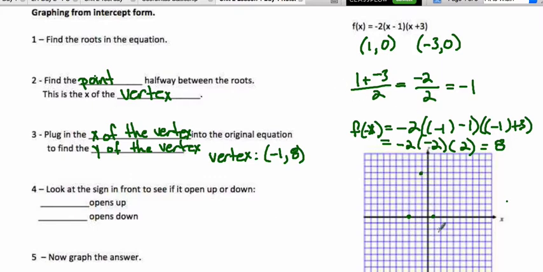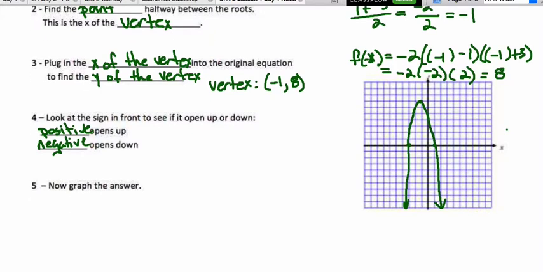Okay, I think it's pretty obvious by our graph here that it's going to open down, but it's always nice to check and look at the sign. So if it is a positive, it's going to open up. If it's a negative, it's going to open down, and this does in fact open down, which makes sense with what we see up there. So we can connect the dots. There we go. And we have graphed our quadratic by hand.